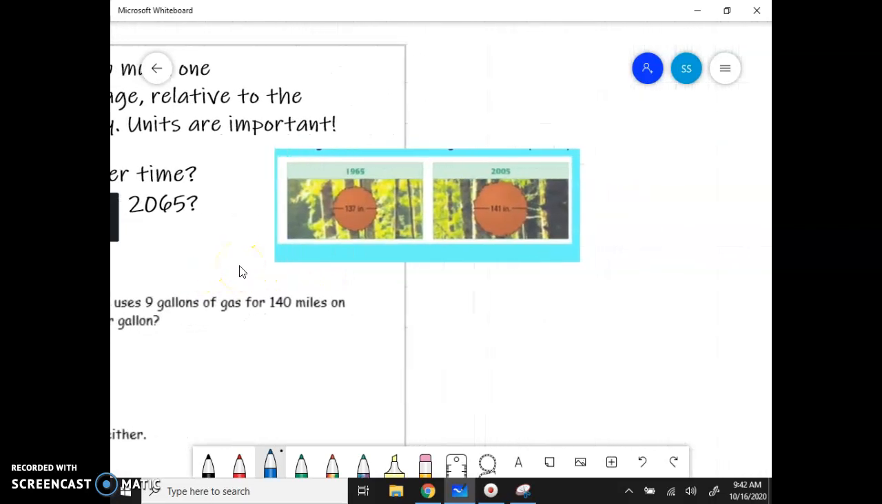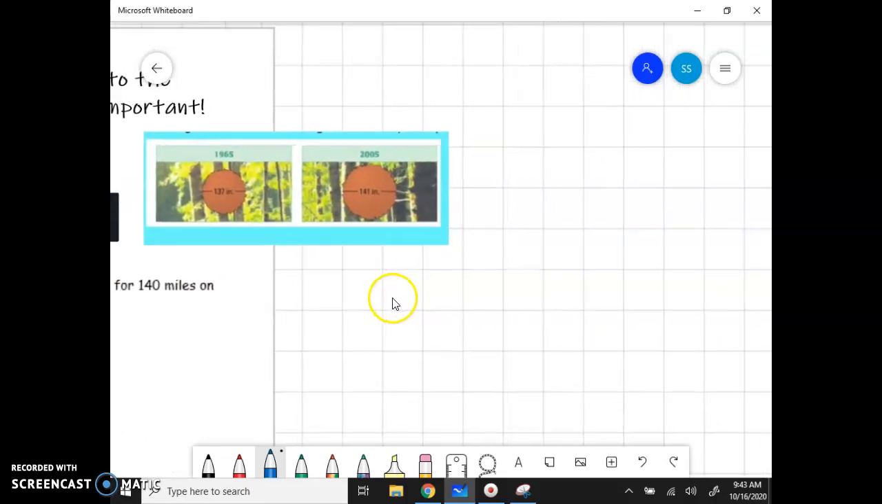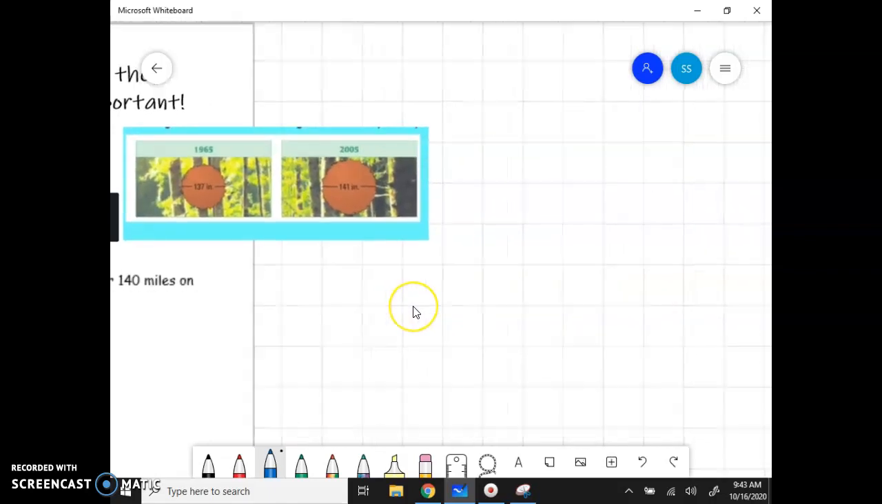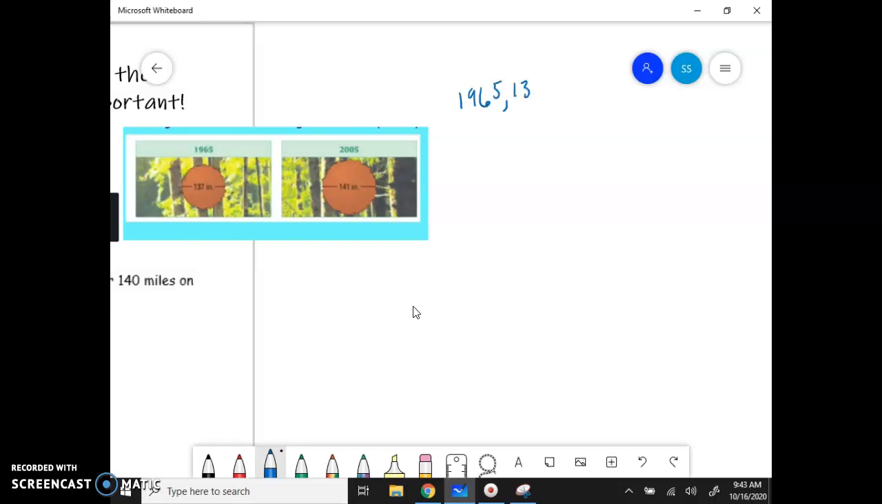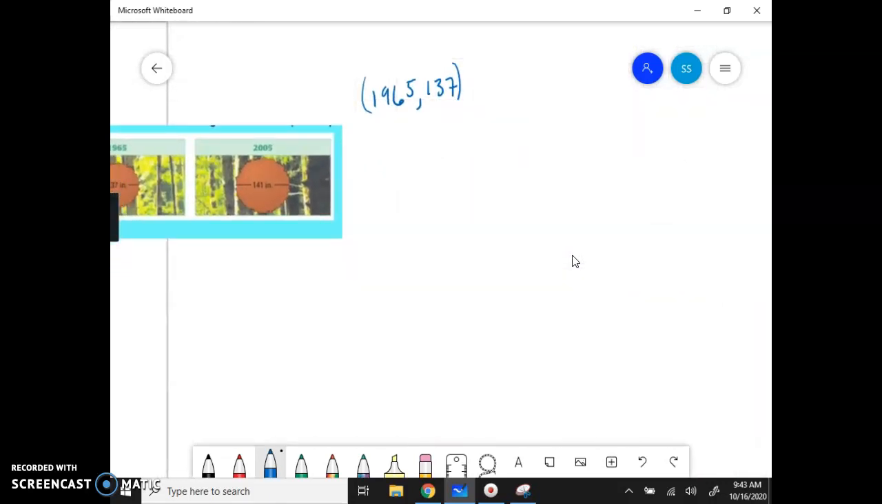There's not a whole lot of context in these pictures, but this is the diameter of a tree. In 1965, the distance across this circle was 137 inches, and in 2005, it was 141 inches. This might seem hard, but all we have to do is convert these into points. In 1965, we were at 137. There's one point. And in 2005, we're at 141 inches.